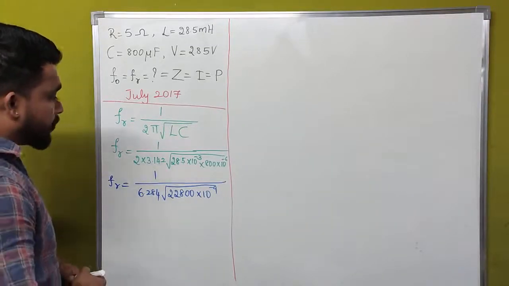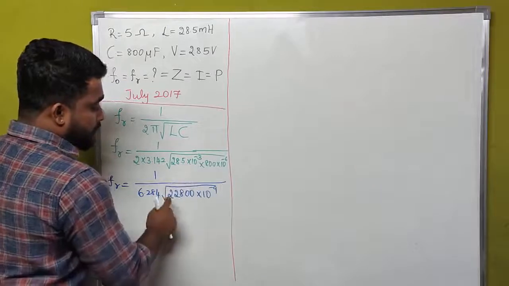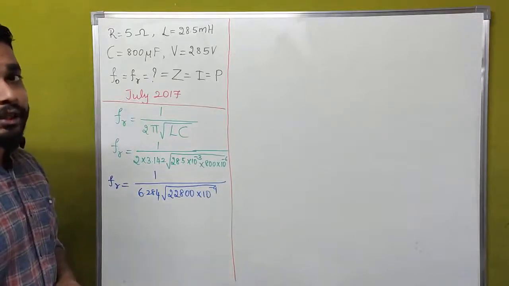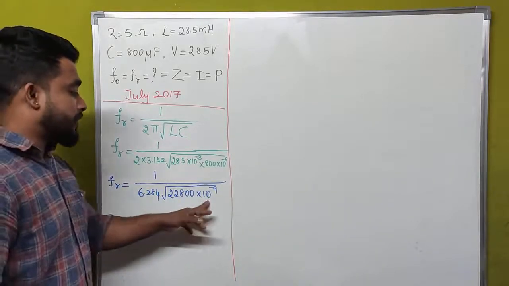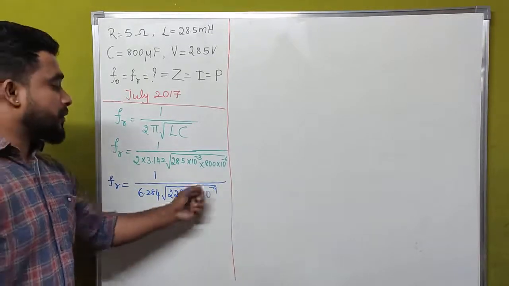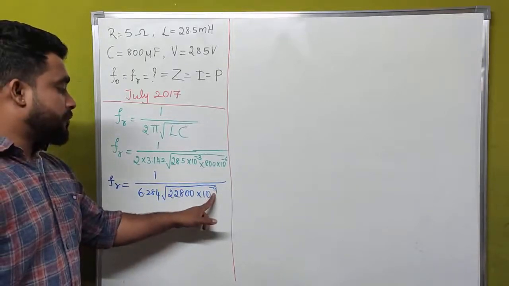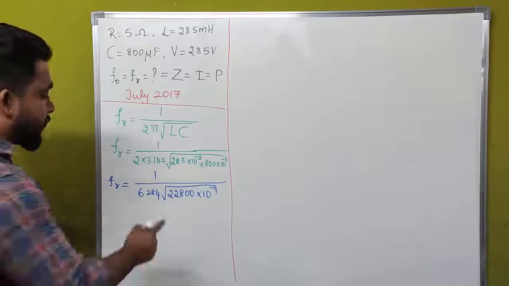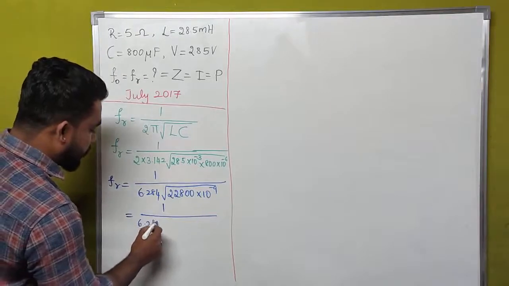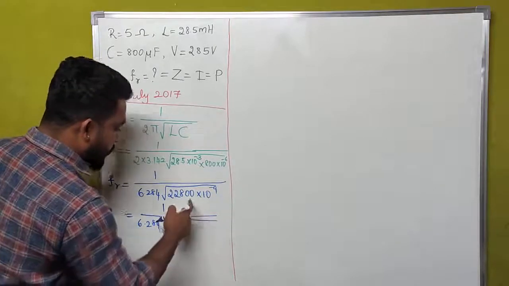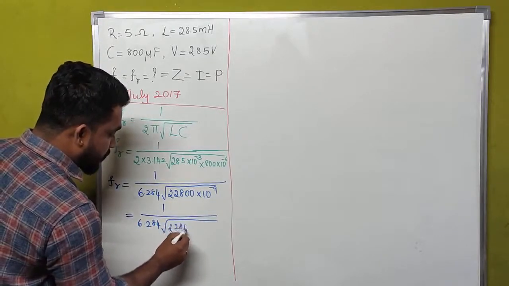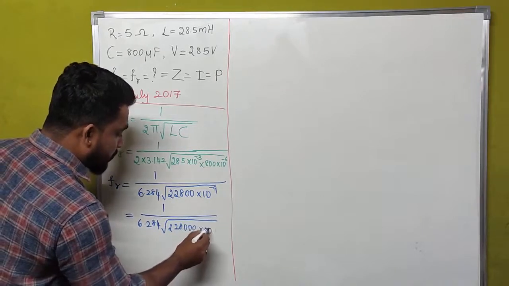Now, we cannot take out the square root of 22,800 because the power of that value is 10 to the power of minus 9. In our earlier session, I have already said that we cannot take the square root with an odd power. So we have to convert that into an even number, that is 10 to the power of minus 8 or 10 to the power of minus 10. I am making an alteration for this equation: 6.284 into 2,28,000 into 10 to the power of minus 10.